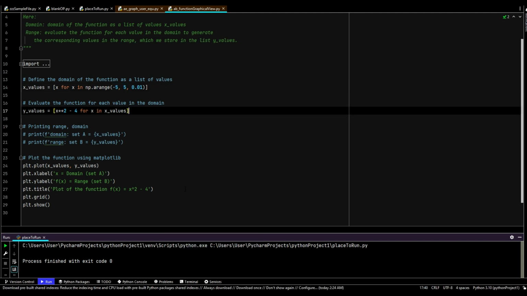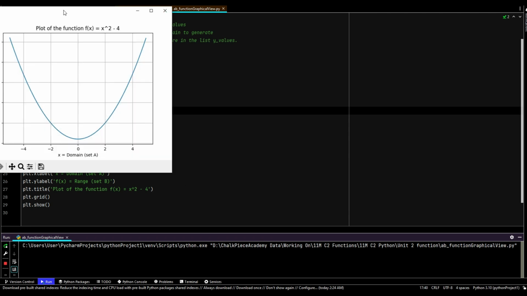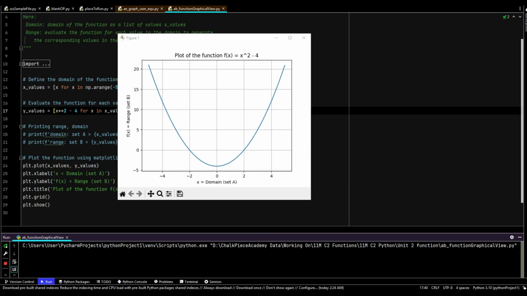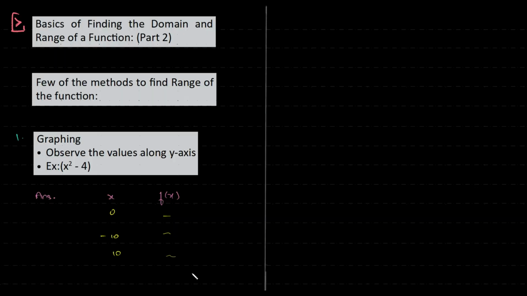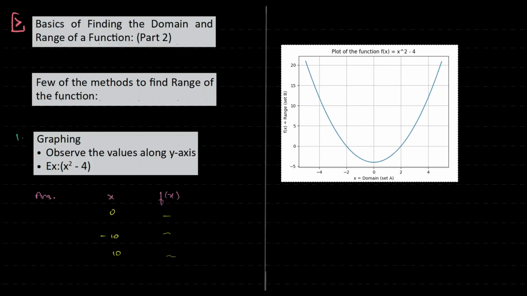Okay, so let me do this. Now we got this graph. So how to make use of this graph is the question. First thing is you need to understand what the graph is about. So do we have the right graph? Yes, x square minus 4 is what we are looking at. Then the x and y axis, understand what it is. So we're looking at range along the y axis and the domain along the x axis.